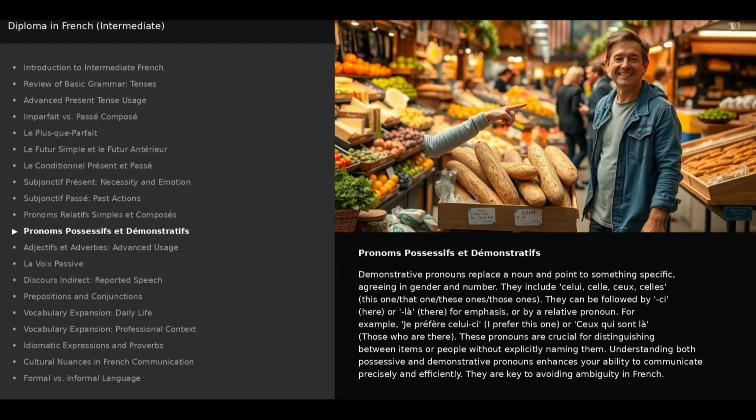These pronouns are crucial for distinguishing between items or people without explicitly naming them. Understanding both possessive and demonstrative pronouns enhances your ability to communicate precisely and efficiently. They are key to avoiding ambiguity in French.